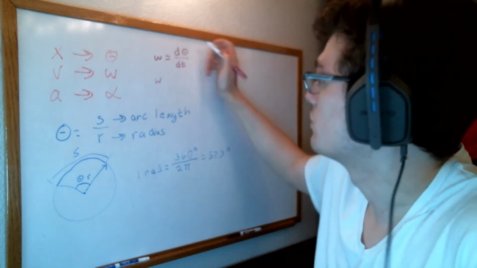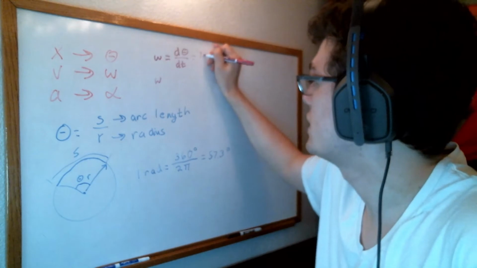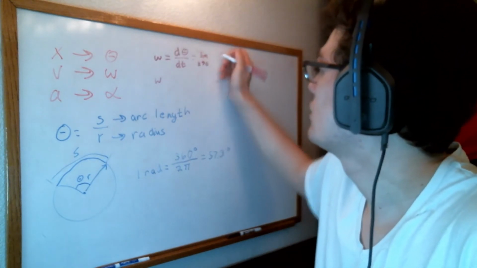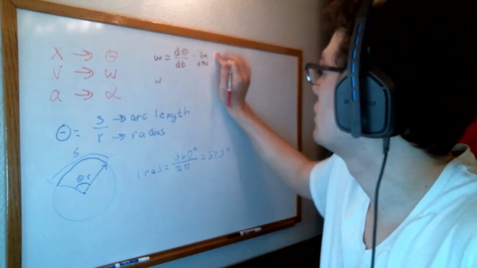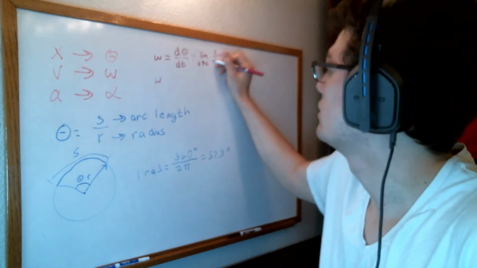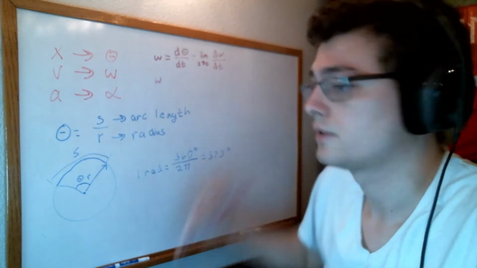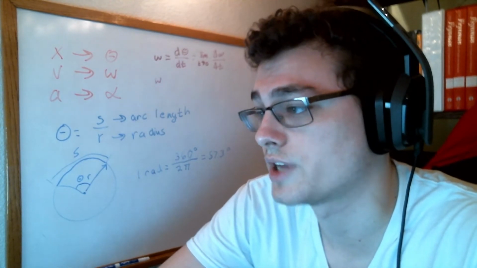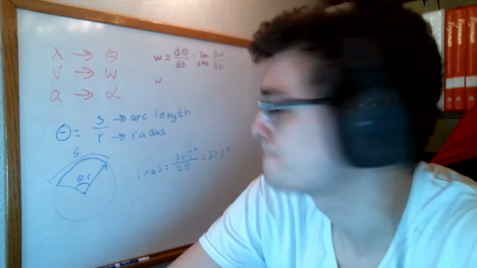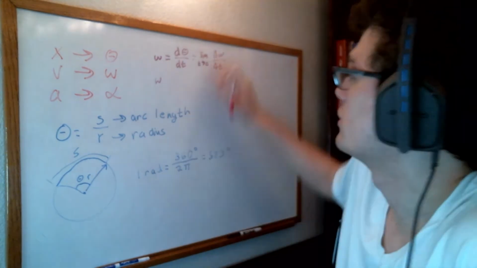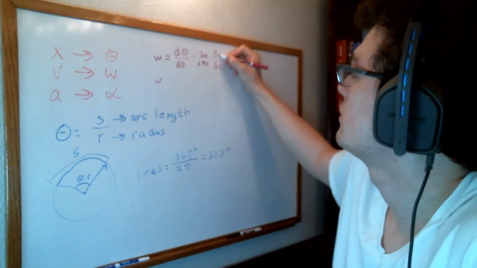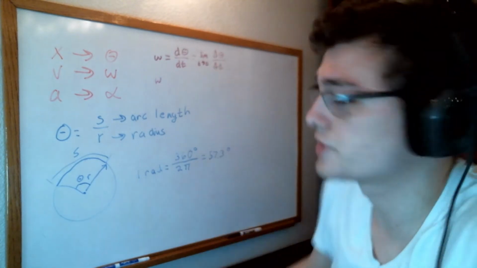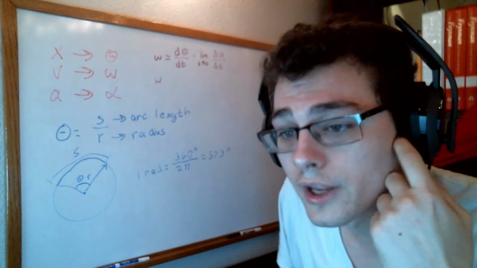In order to get this result, all we have to do is take the limit as delta t approaches 0 of delta theta over delta t. Basically, that's all we need to do, we just have to take that limit. We could do the same thing to find our angular acceleration later.